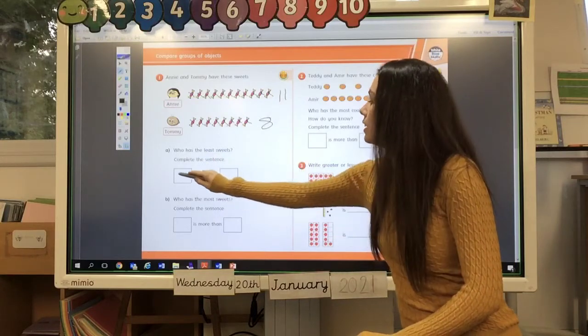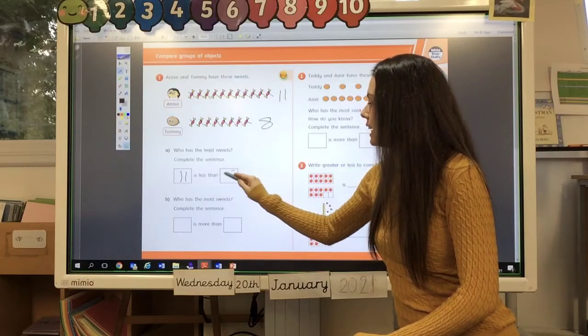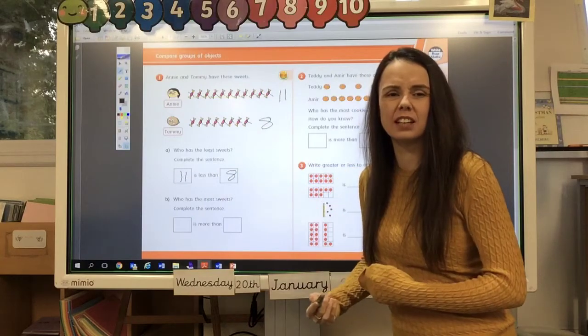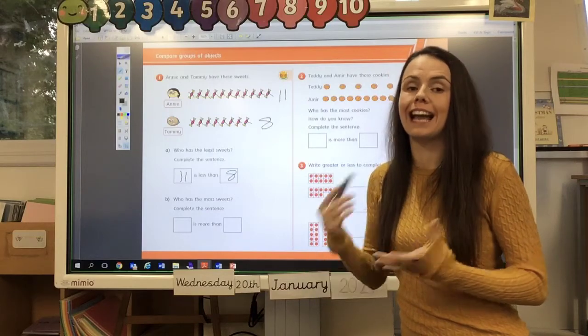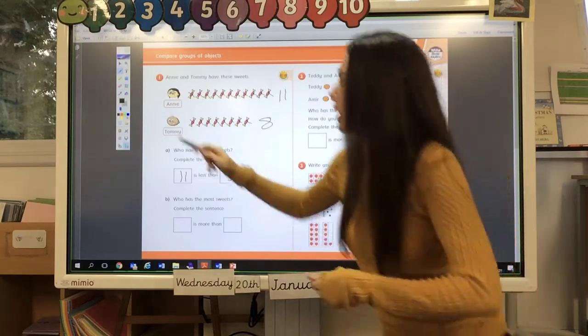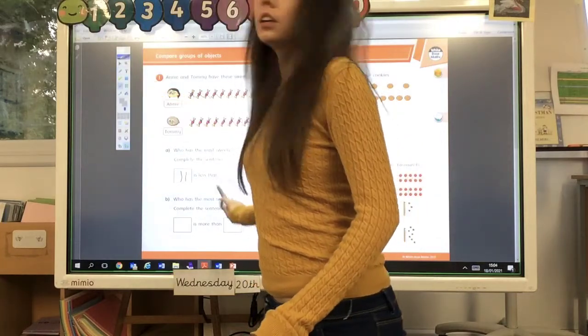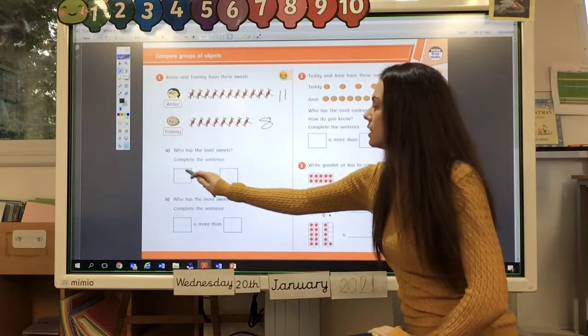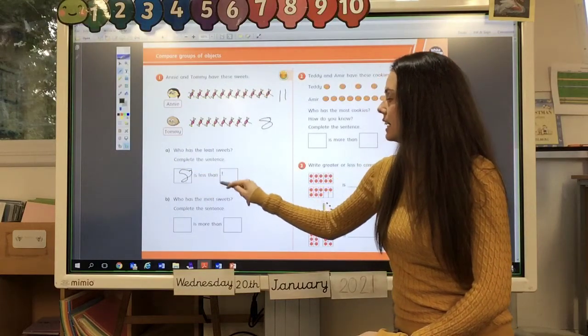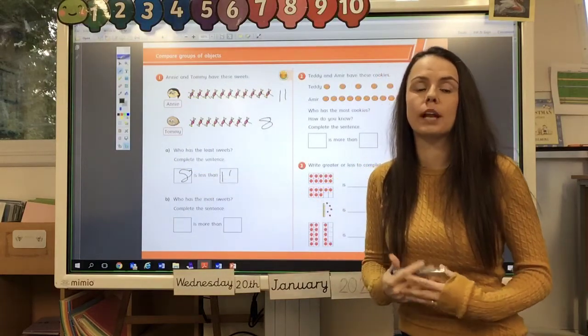11 is less than 8. Is that right? Is 11 less than 8? No, it's not. 8 is less than 11. So let's rub that out. 8 is less than 11 because 8 is a smaller number than 11.